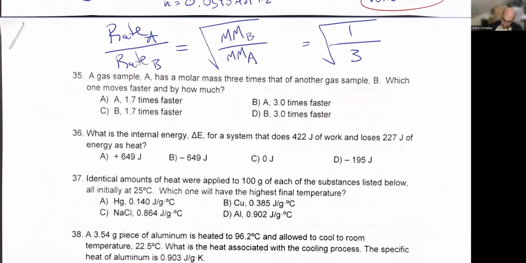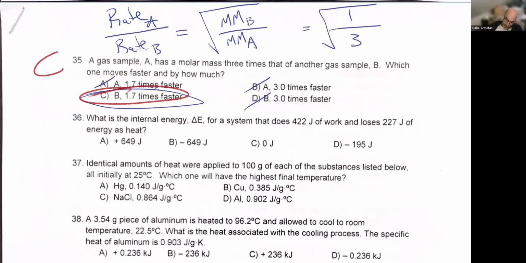It's not 3 times faster. That's the effusion equation, and it's based essentially on the square root of the two gases. So we know that the smaller one is faster. So we know that B is faster, and it's not 3 times faster. It would be C, 1.7 times faster. Yeah, should be C anyway. Let me double check. Yep, it is. 35 is C. There we go.